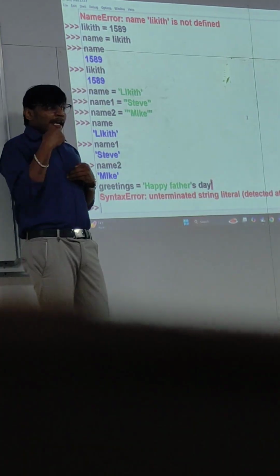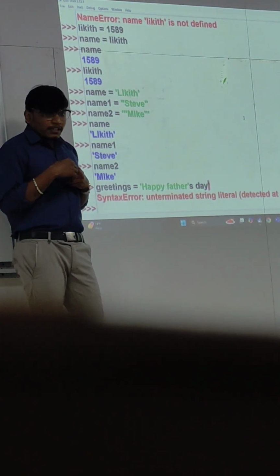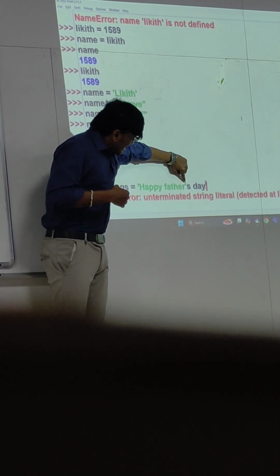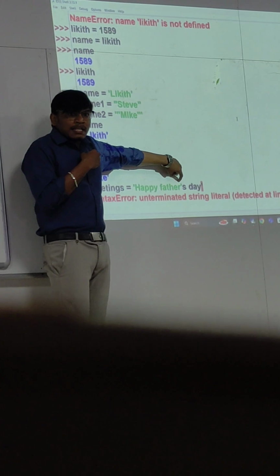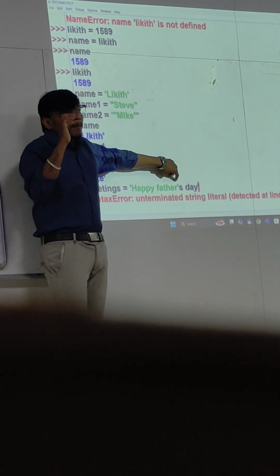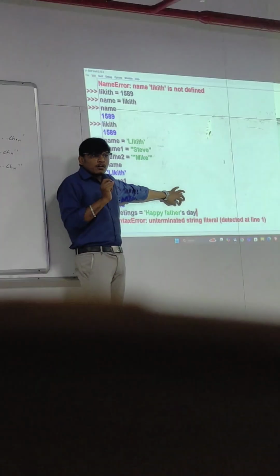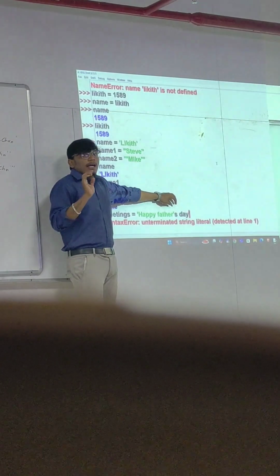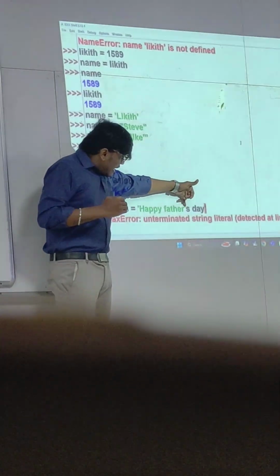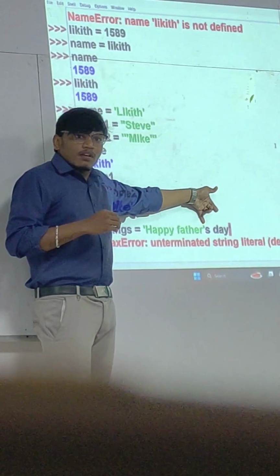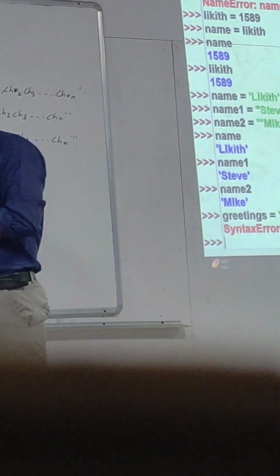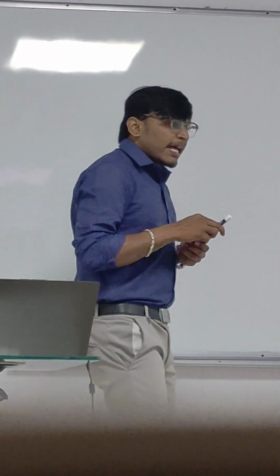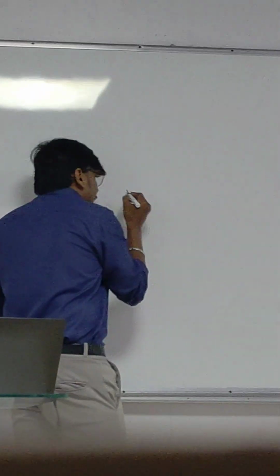But according to our requirement, I don't want to consider this as a special character. I just want to consider this as a normal apostrophe, a normal character. I want to remove the special behavior of the single quote. In Python or Java or any language, if you want to remove the special behavior of any character, you can make use of a backslash.